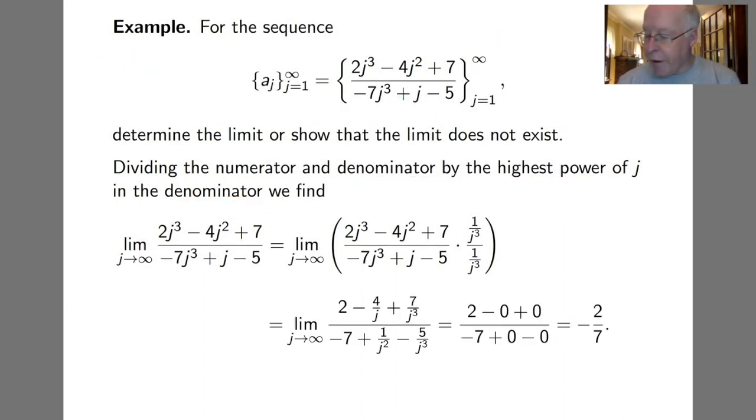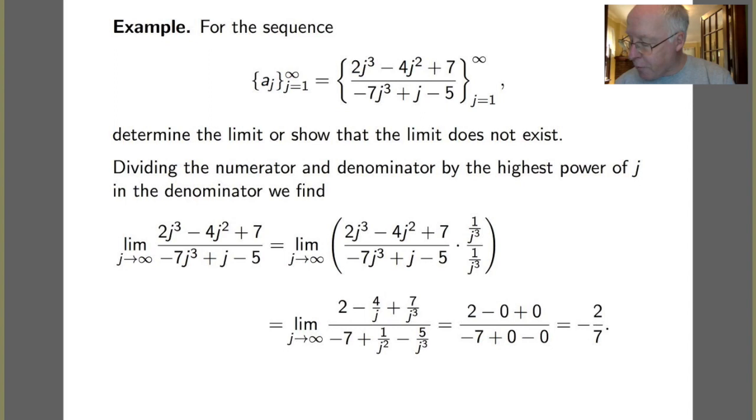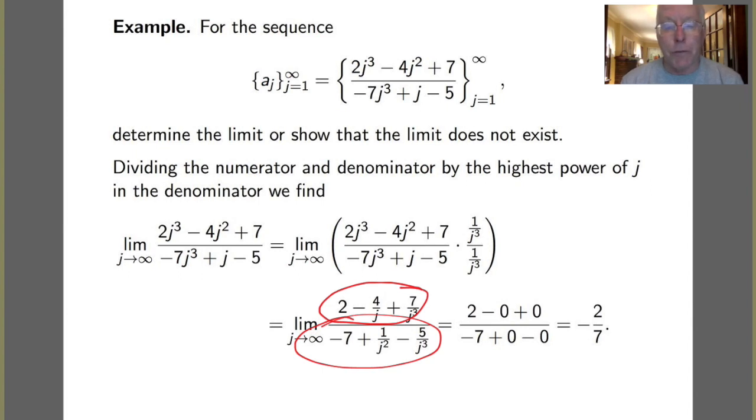If I multiply that 1 over j cubed into each of the numerator and denominator, you can check we get 2 minus 4 over j plus 7 over j cubed in the numerator, and minus 7 plus 1 over j squared minus 5 over j cubed in the denominator. As j gets large, all these fractions with j in the denominator go to 0. And so the limit turns out to be minus 2/7. And in Calc 1, we would have used this result with x going to infinity and the j's replaced by x to say that the graph of this function has a horizontal asymptote of y equals minus 2/7.